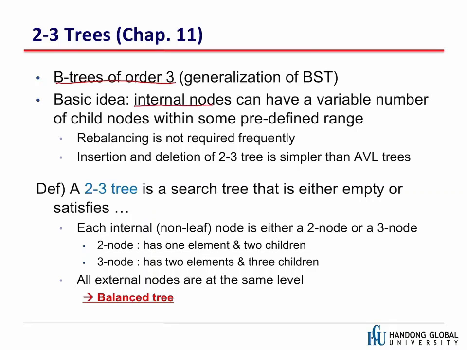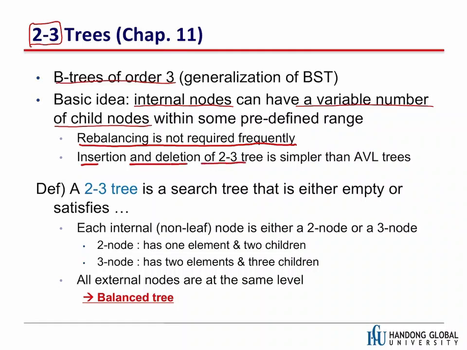The basic idea is that the internal nodes, meaning non-leaf nodes, can have a variable number of child nodes within some predefined range. For 2-3 trees, it means we can have 2 nodes or 3 nodes. And rebalancing is not required frequently. This is the point of having 2-3 trees. We don't actually rebalance that much. When we delete or insert, most of the time you don't have to change the tree structure.